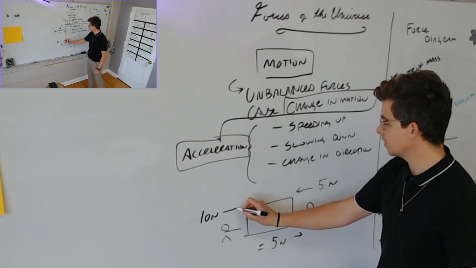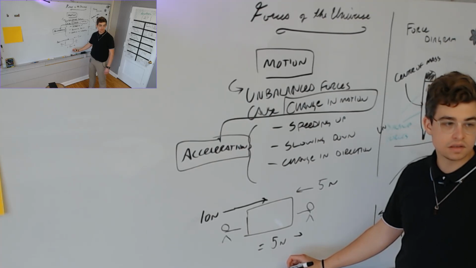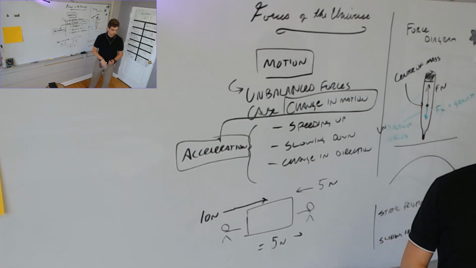But Joe wins the tug of war, and he's now pushing at 10 newtons. They now equal 5 newtons right. Let me make this line longer, right? We subtract them because they're in opposite directions. Now it's unbalanced. Okay. Do you have questions about any of this before you go?